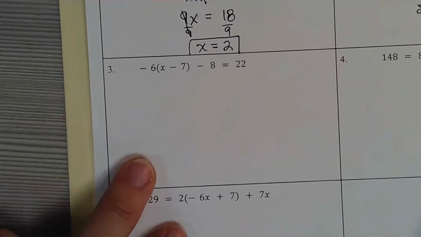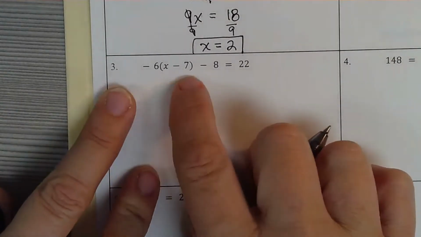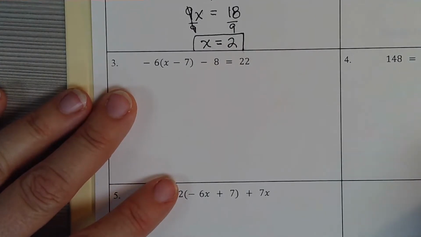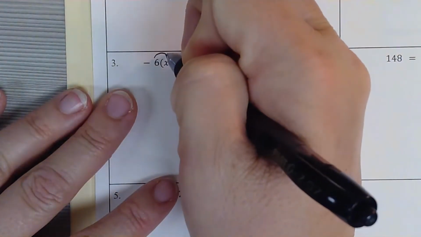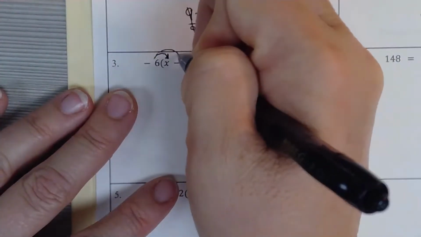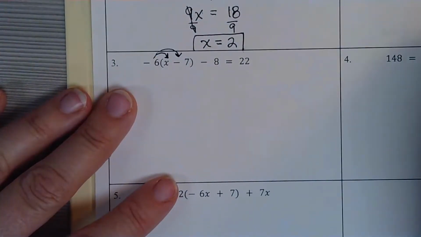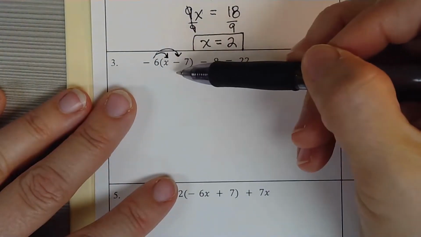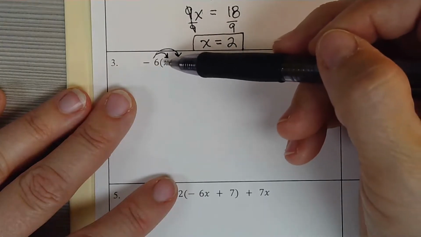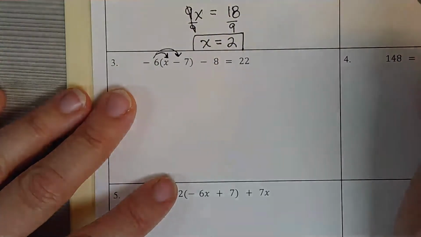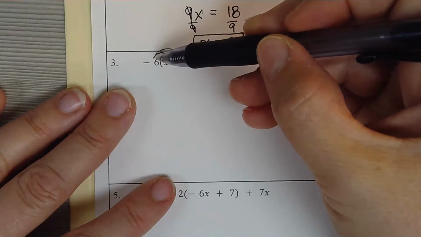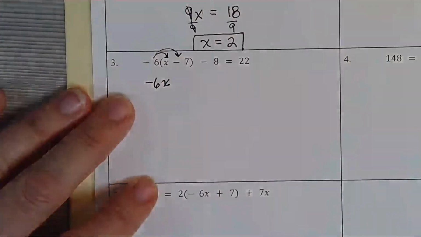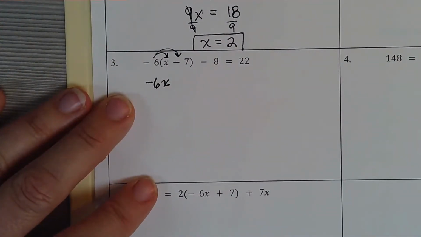All right, number 3. I see I have the distributive property right out front that makes it a little bit easier. I am distributing a negative again, so let's be very careful. -6 times x and -6 times -7. Now, if you just have a variable and you do not see any number in front of the variable, there actually is an imaginary 1 right there. This is a 1x. So when we do -6 times 1, it's just -6. So -6 times x is just -6x.